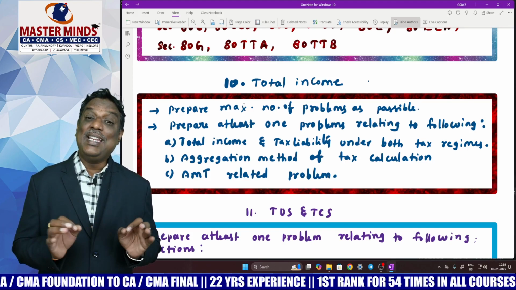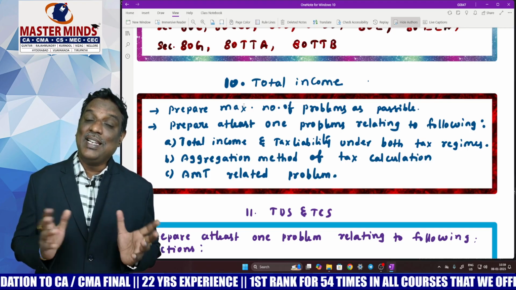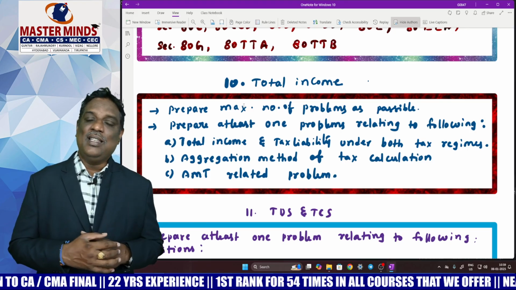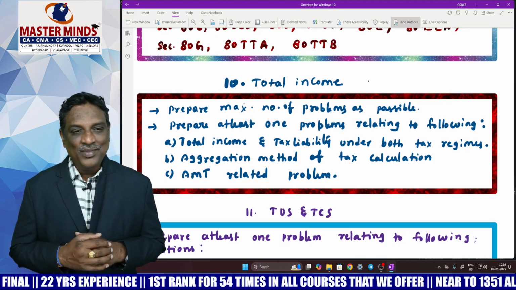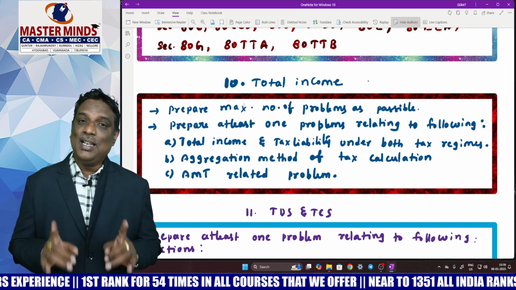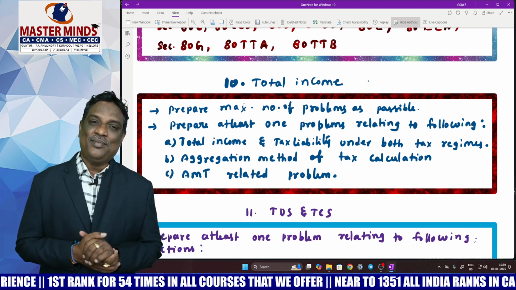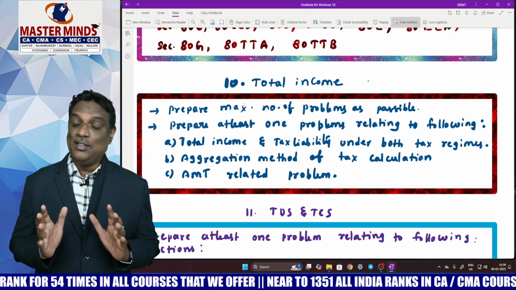Second one is the aggregation method of tax calculation. Aggregation method is nothing but agricultural plus non-agricultural income. Then you need to calculate tax liability by using the aggregation method. And the last one is, compulsory, prepare at least one or two problems relating to AMT. Okay, so please concentrate on these areas compulsorily.